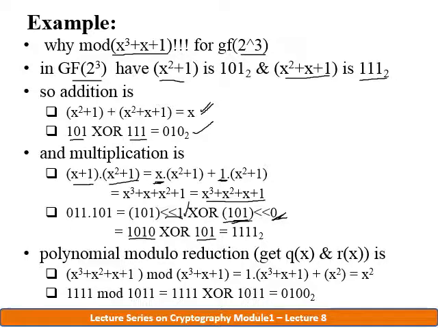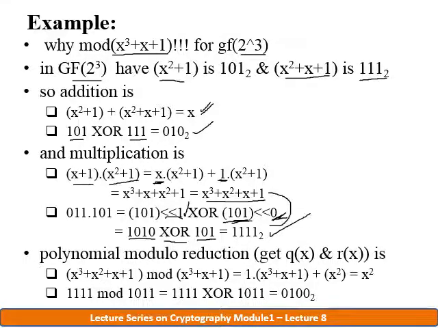Now you can perform the XOR operation between these two values. Perform the XOR. What is the answer? We get the answer as 4 ones, that is 1 1 1 1. When I translate this value into a polynomial, I get x cube plus x square plus x plus 1. So that's how I got the product of the two given polynomials.